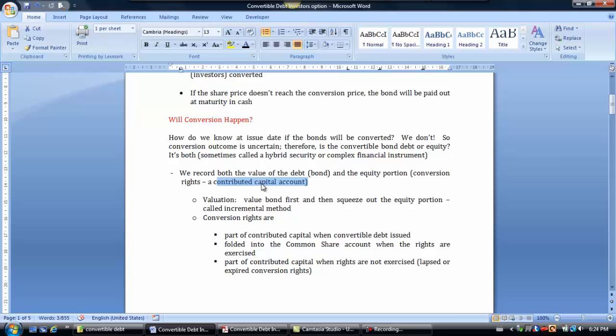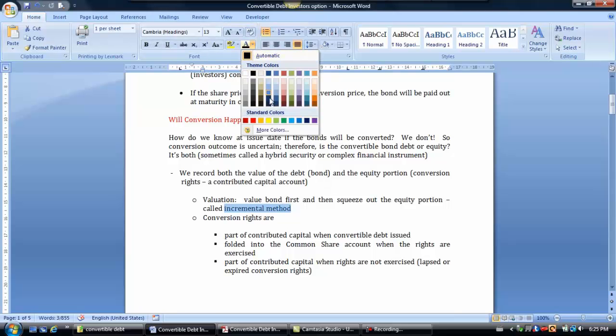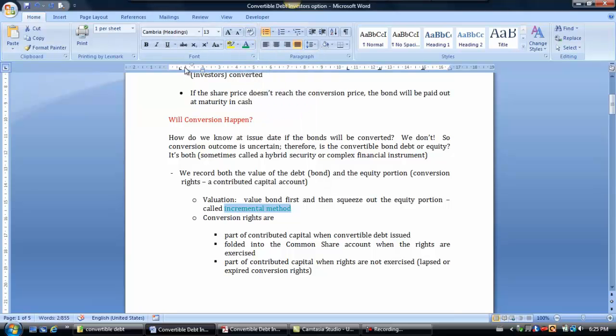In contributed capital, you have two types, right? You have your share capital, which is your preferred and your common shares, and then you have your other contributed capital, and the conversion rights would be part of that other contributed capital. So how do we value both the debt and the equity piece? The first thing we do is use a method known as the incremental method. Under the incremental method, we value the bonds first, and then we squeeze out the equity portion. That's why it's called the incremental method.